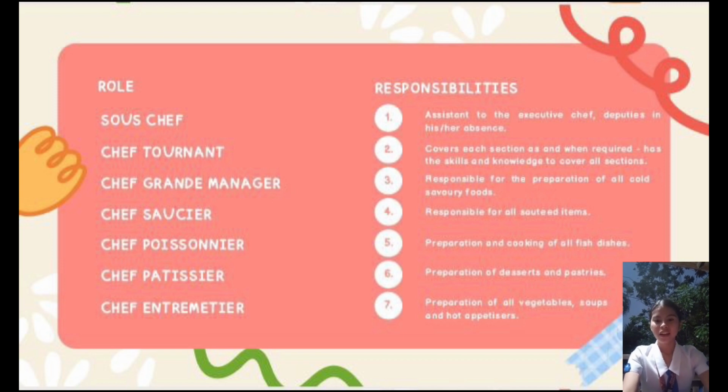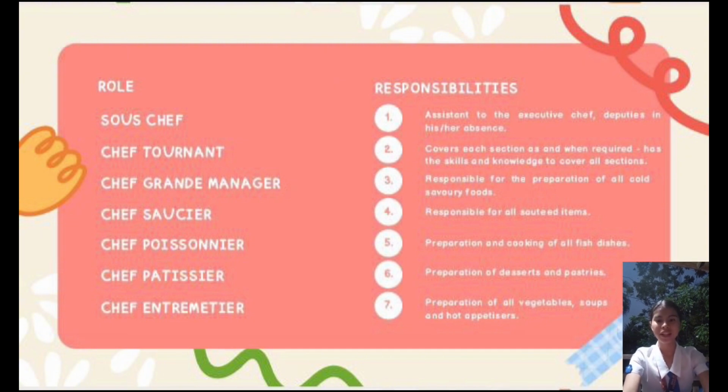Next is Chef Garde Manger. Chef Garde Manger is responsible for the preparation of all cold savory foods. Responsible din siya sa mga cold savory foods such as vegetable salads. Next is Chef Saucier. Chef Saucier is responsible for all sauted items. Di lang siya nag-focus sa mga sauce, sa mga dry dishes, but also sila pud ang responsable sa mga sauteed or gisa nga mga dish.